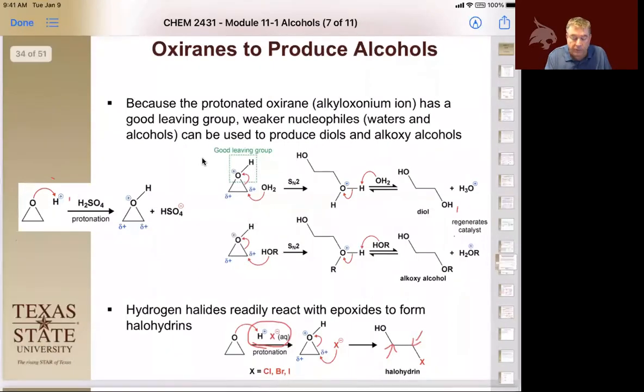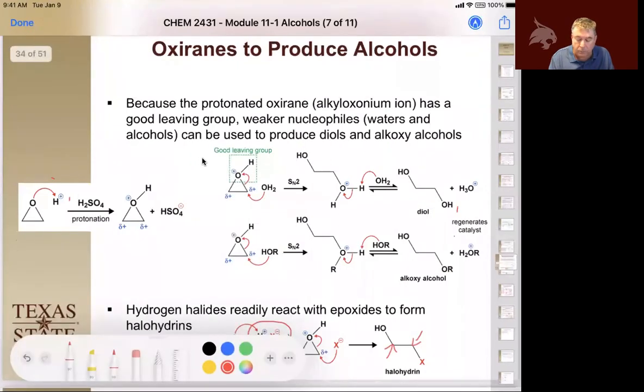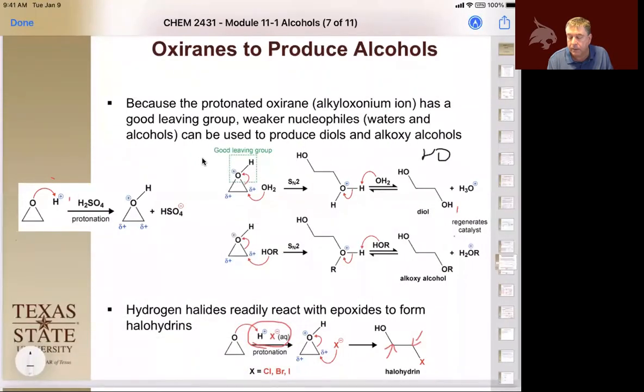So before, in those basic conditions, we were actually attacking with hydroxide or an alkoxide here. We can actually end up with the same product under those acidic conditions. Okay. Now, in a symmetrical system, where one side is not favored over the other, we're just going to end up with a 1,2 diol or a 1,2 alcohol ether. Okay.